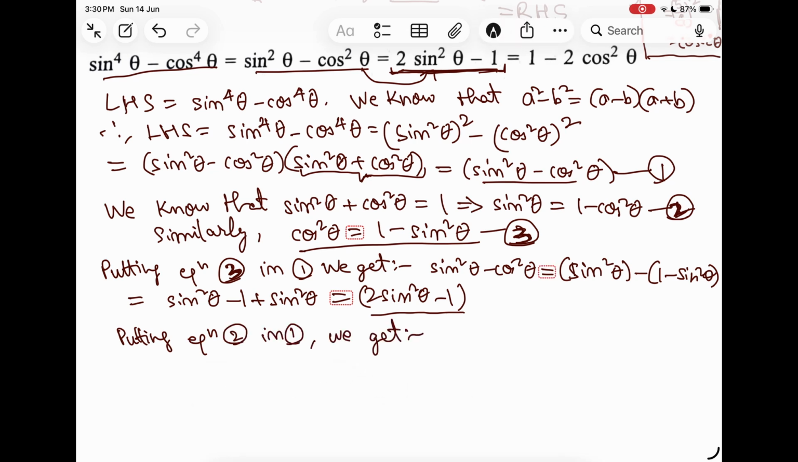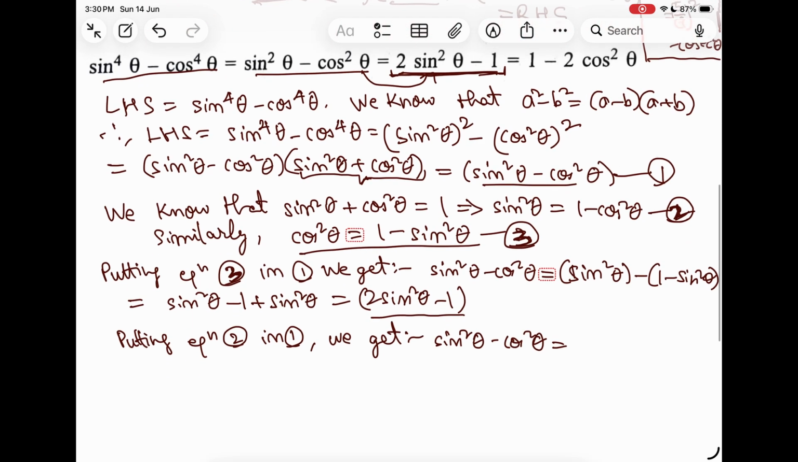we get sine square theta minus cos square theta equals, now we need only the cosine theta terms. All right. So we have to remove the sine terms. Henceforth, we can write it as 1 minus cos square theta minus cos square theta. Now it can be written obviously as 1 minus, there are 2 minus cos square theta, henceforth it can be written as 1 minus 2 cos square theta. Henceforth the next expression has also been proven.